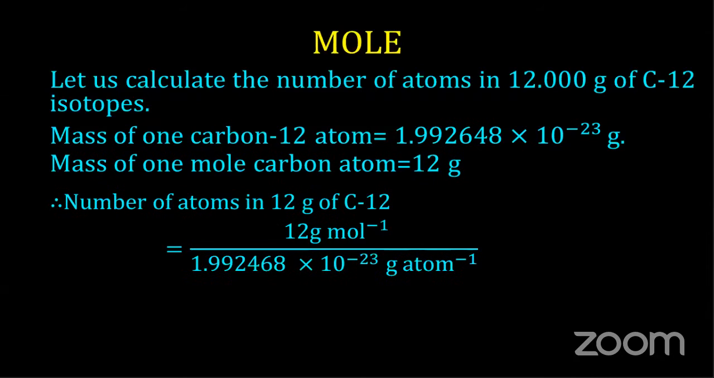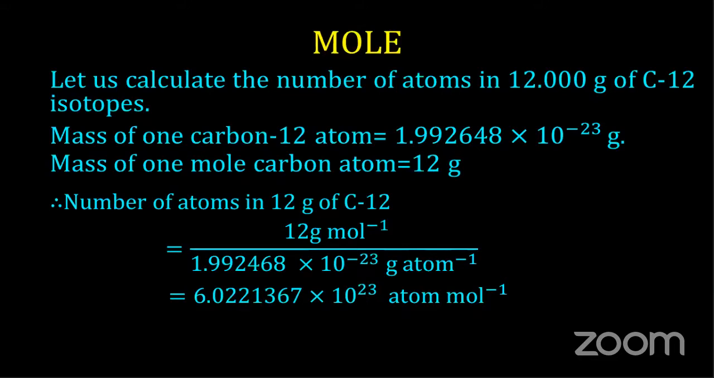Weight of the substance, how much is it? 12 gram mole inverse. Now this is the atomic mass of carbon upon 1.992468 into 10 raised to minus 23 gram atom inverse. And if you simplify this, the answer comes down to 6.0221367 into 10 raised to 23 atom mole inverse. Now, go through the calculation properly. That is how we can get the number of atoms in any sample. Presently, we bother about the carbon 12 isotope. We took a 12 gram sample and we got this many number of atoms in that sample.